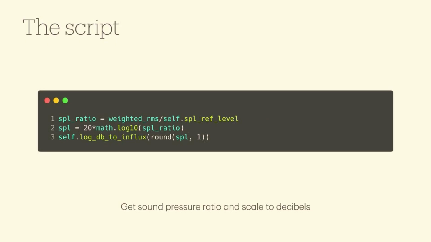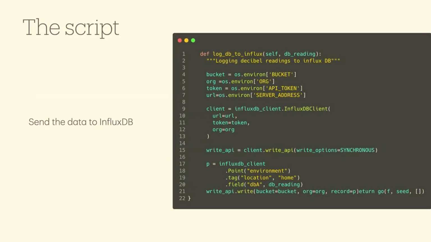And then once you get that, you can convert it to sound pressure level, and that involves a little bit of math. Once you get the sound pressure level, you can convert it to a decibel value. And then once I convert it to a decibel value, I send it over to Influx.